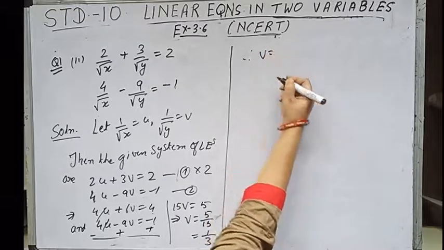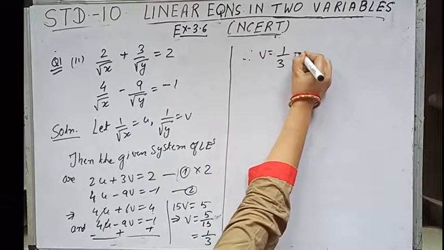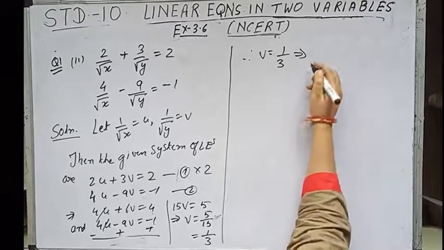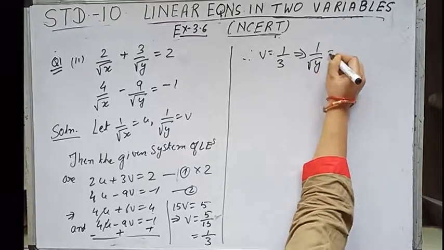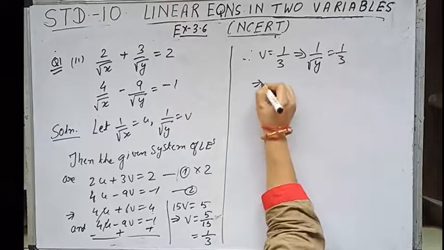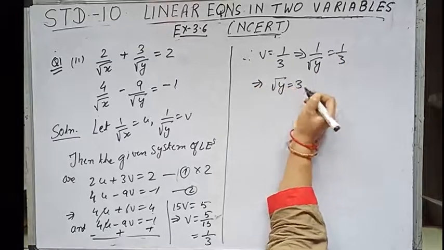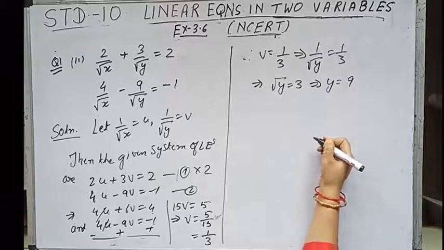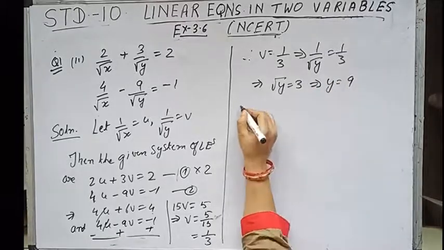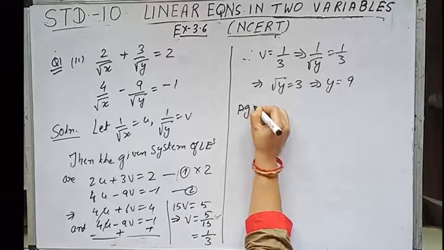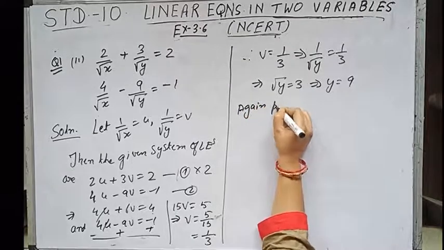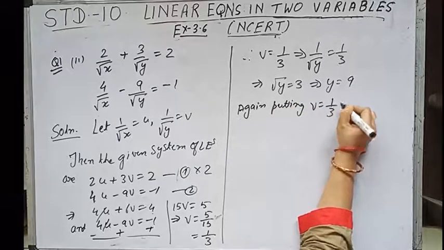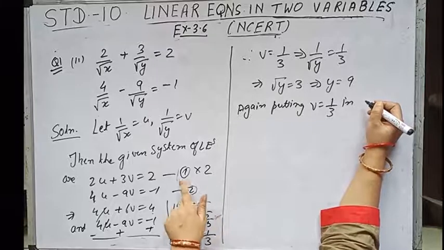Therefore, v equals 1 by 3. Now v, what have we done? v is 1 by root y. So 1 by root y equals 1 by 3. This implies root y equals 3. This implies y equals 9. Again, putting v equals 1 by 3 in any equation we can substitute.